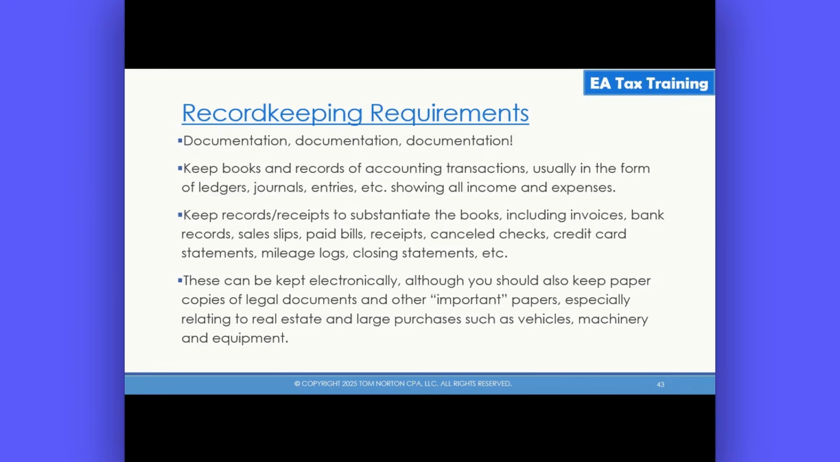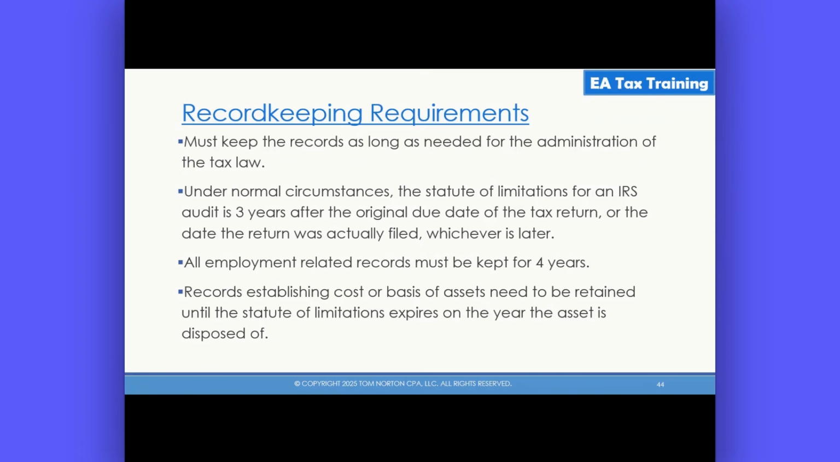You do want to keep paper copies of some of your more important legal documents and other important papers. You can have them electronically, but it's always good to have the paper versions as well, especially if it relates to real estate or large purchases such as vehicles, machinery, and equipment. You need to keep these records for as long as they are needed for the administration of the tax law. So, under normal circumstances, the statute of limitations for an IRS audit is 3 years after the original due date of the return or the date the return was actually filed, whichever is later. So, you want to keep the records for at least that long.